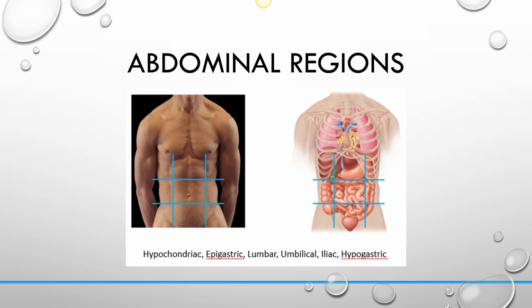Down here we have the right lumbar, left lumbar, and umbilical. In the lumbar regions, we have the kidneys, left and right kidneys, and then we have intestines in the umbilical region. Over here, we have the right iliac, we have the left iliac, and in the middle, we have the hypogastric. Hypo usually refers to less than or potentially lower than. So lower than the stomach, this is the hypogastric region.